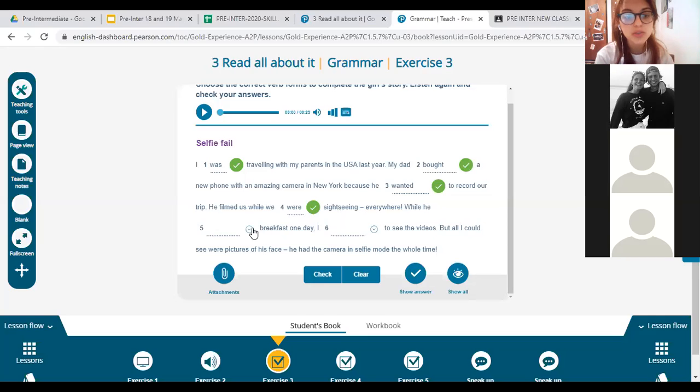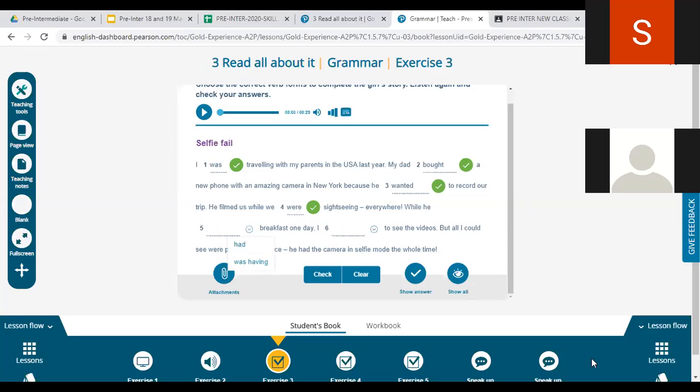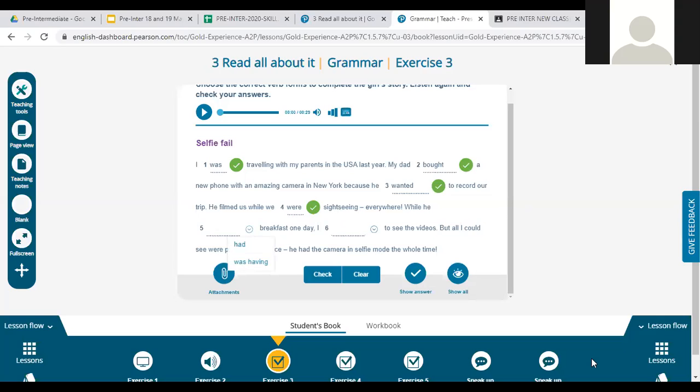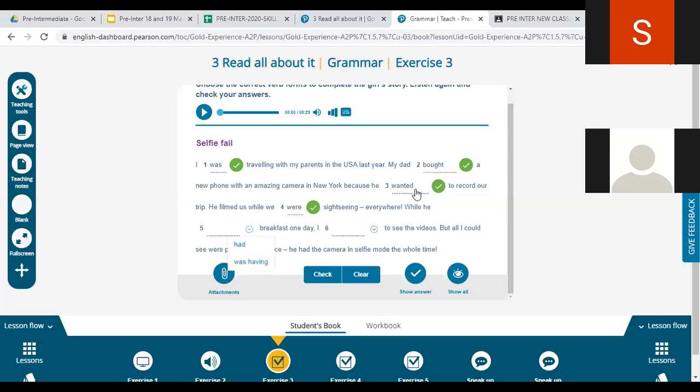Ampi, can you do the next one? Agus, can you do it? Yes. While he was having breakfast one day. Good. While he was having breakfast one day. Let's see.